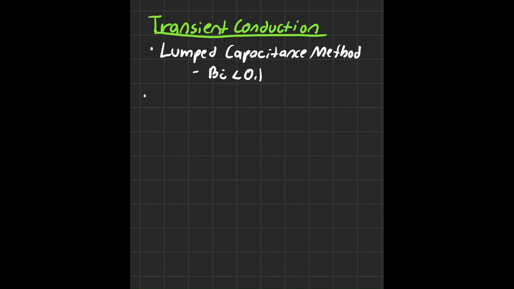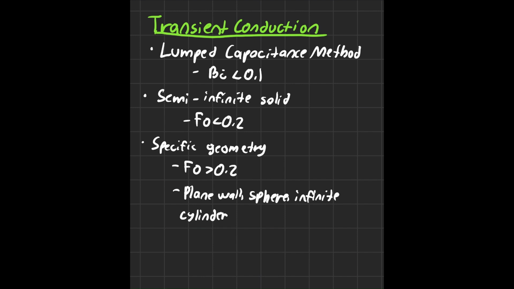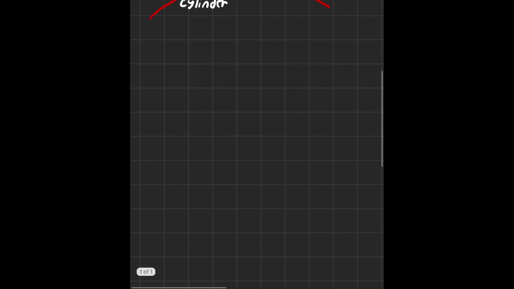The lump capacitance method, which is valid when the Biot number is less than 0.1, the semi-infinite solid method, which is valid when the Fourier number is less than 0.2, and the specific geometry method, which is valid when the Fourier number is greater than 0.2, and the specimen is a plane wall, sphere, or infinite cylinder. Because the aluminum sheet is not any of these geometries, we cannot use the specific geometry method.